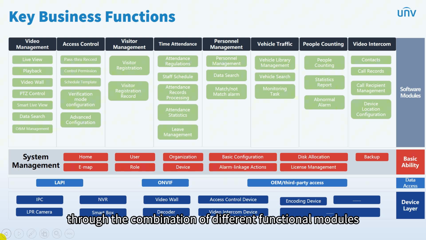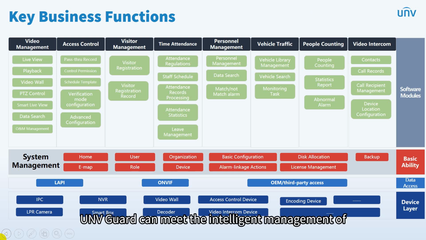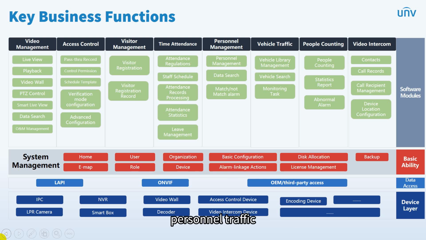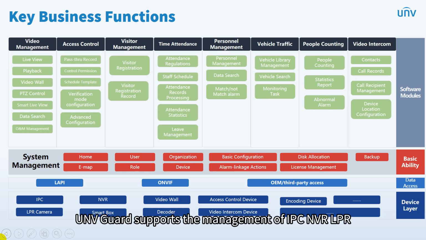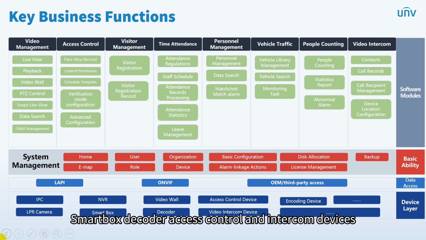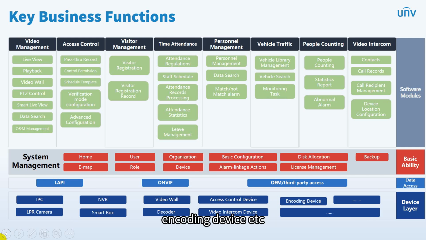Through the combination of different functional modules, UNV Guard can meet the intelligent management of safety management, personnel traffic, and vehicle traffic in campus scenarios. First of all, at the device level, UNV Guard supports the management of IPC, NVR, LPR, SmartBox, decoder, access control, and intercom devices, encoding device, etc.